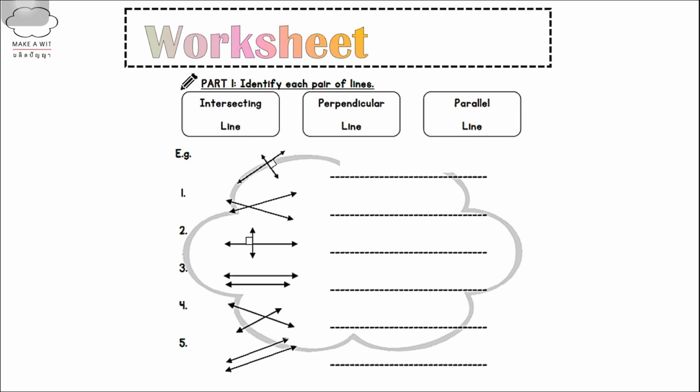Now, for example, what is this? Do you think? Yes, it's a right angle, or 90 degrees angle, right? Part 1, this is a perpendicular line for this.